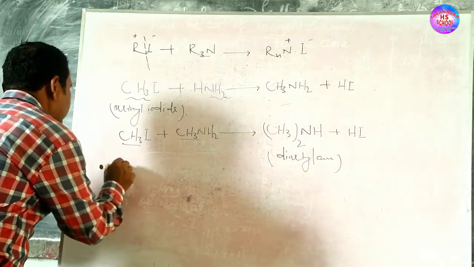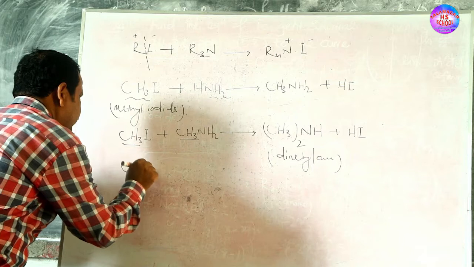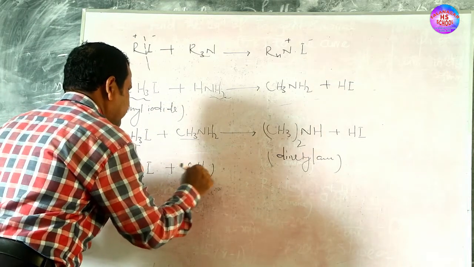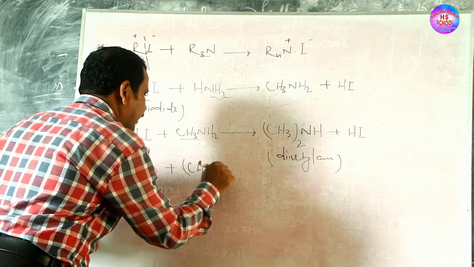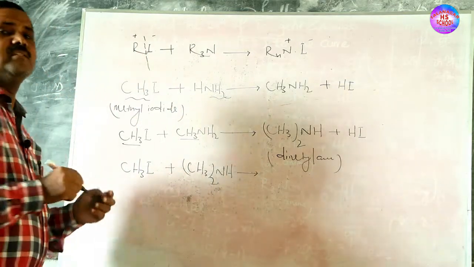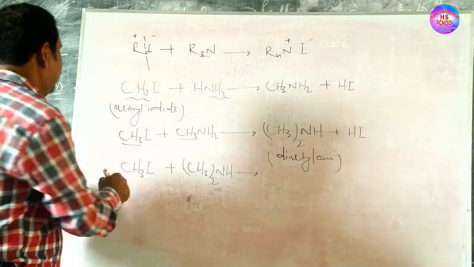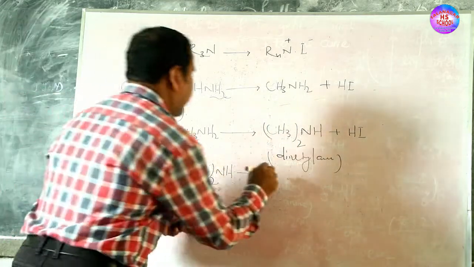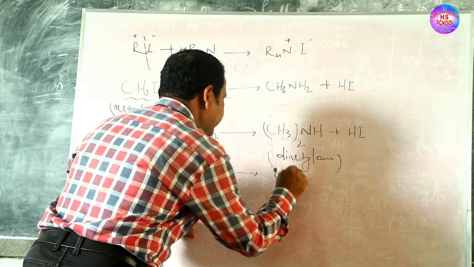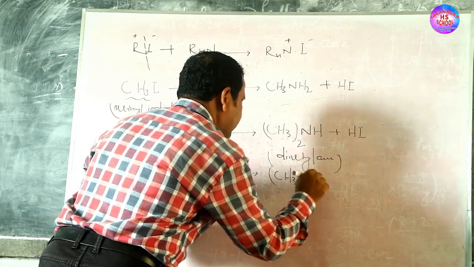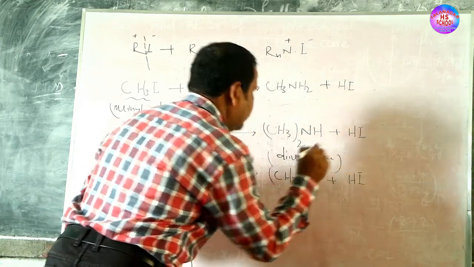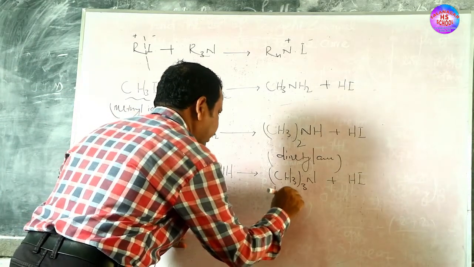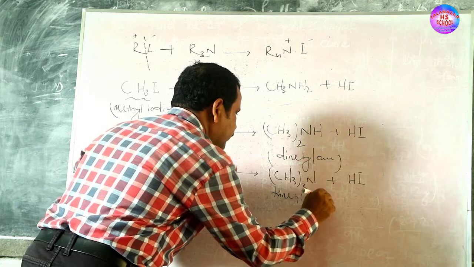And again methyl iodide plus dimethylamine (CH3)2NH. So what do we get? A methyl group attached to this nitrogen atom to form (CH3)3N plus HI. So it is trimethylamine or tertiary amine.